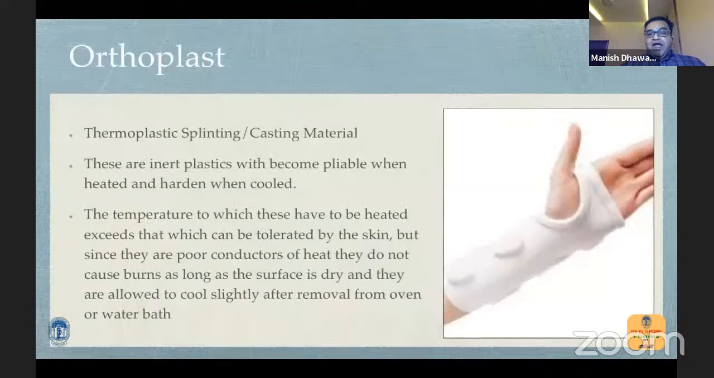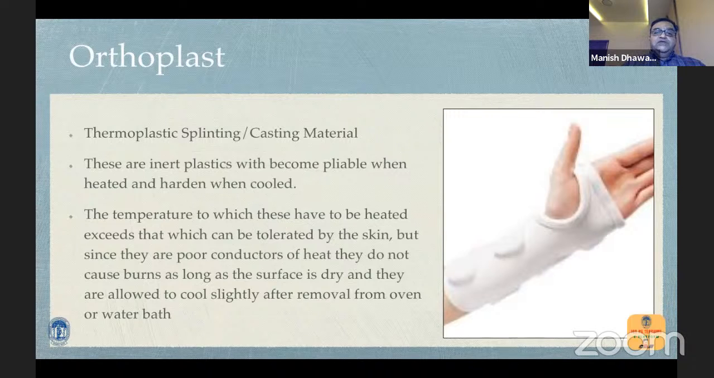Now, as a further advancement, Orthoplast. What is Orthoplast? It is a thermoplastic splinting or casting material. This material is used for braces and for prostheses. These are inert plastics, and they become pliable when heated and harden when cooled. So you can mold them with heat.